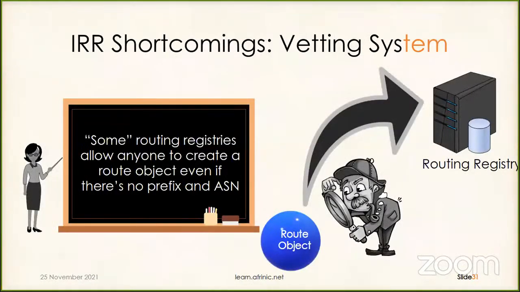Next, let's talk about the shortcomings of IRR. So, as you know, regional internet registries are the ones who distribute IP resources, right? So regional internet registries have authoritative information on the legitimate holder of an internet number resource. So as such, the objects that are created in the IRR databases that are managed by RIRs are authenticated. That is, there is a way that the legitimate holder can authenticate to create the objects, okay?